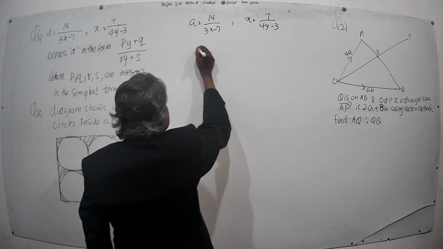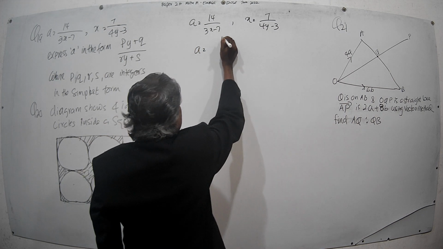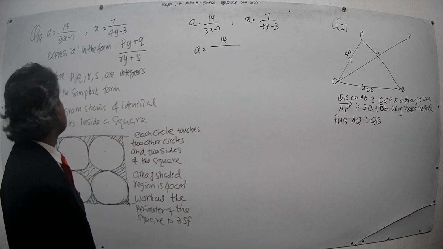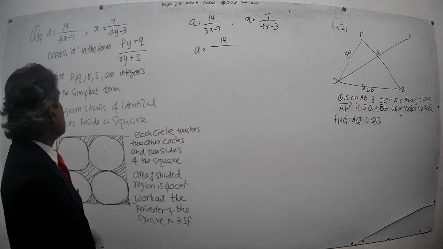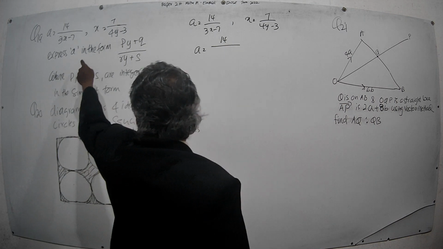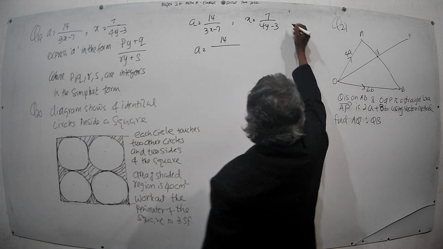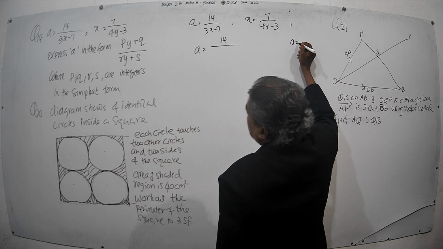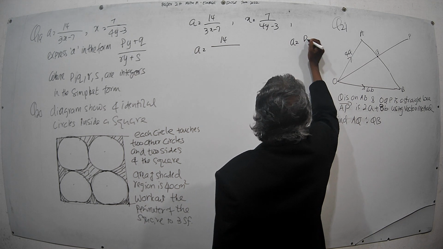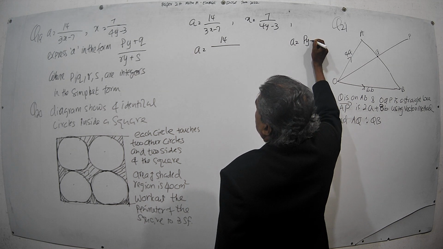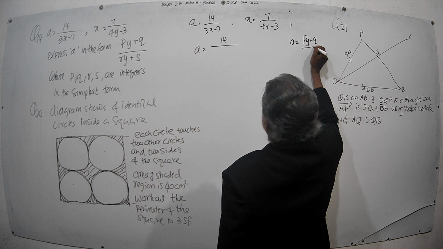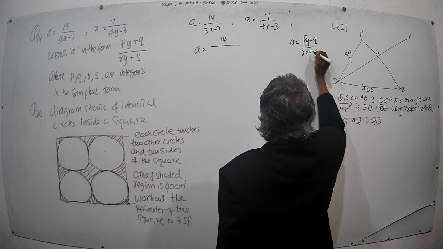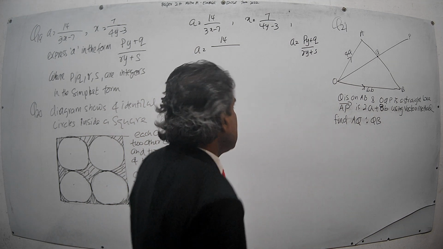Then we write here a equals 14, right? Then you have to express it. After doing this, you have to get something like this: a equals py plus q over ry plus s. This is the ultimate form of the answer.